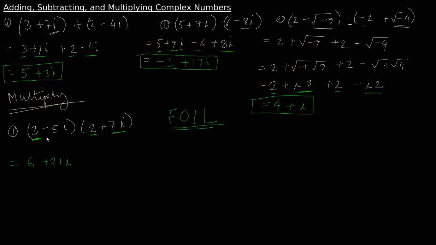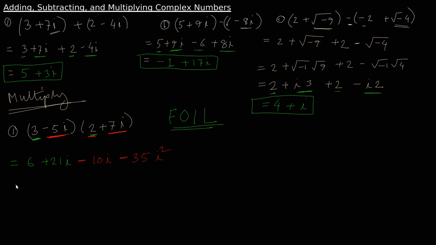Now I'm going to multiply negative 5i with 2 first. Negative 5i multiplied by 2 is negative 10i, and then negative 5i multiplied by positive 7i is going to be negative 35i square.